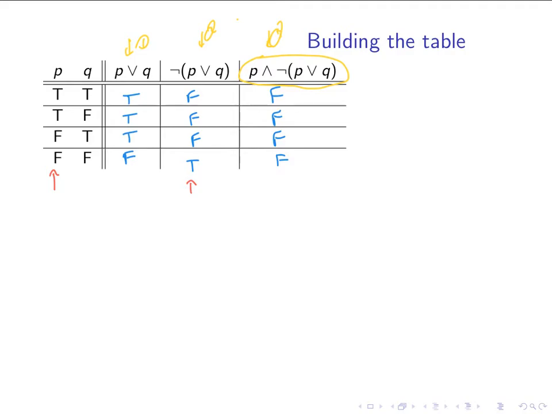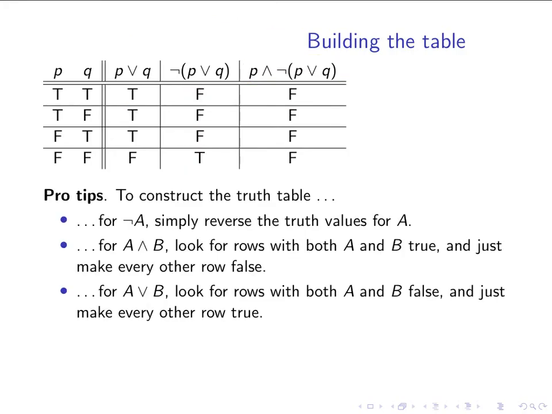So when we're building these tables, especially when the propositions are fairly complicated, we can think of it in terms of these three things. When we have a negation, we're applied to something. This A could be something complicated. As long as I have a column for A, I can form the truth table for not A by simply reversing the truth values from that column. That's exactly what I did going from this column to this column.